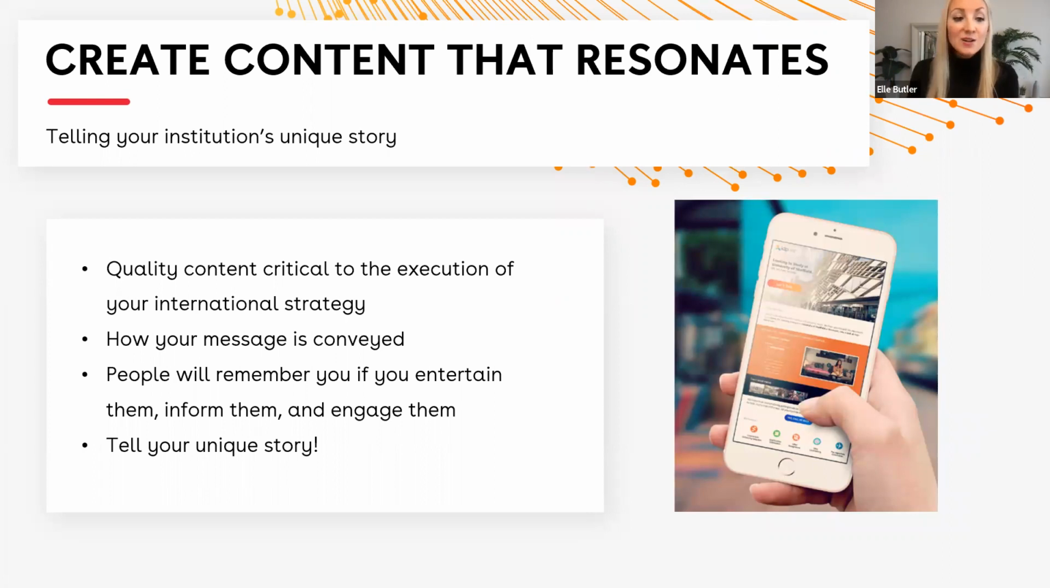And then once you have a solid understanding of your target markets, you'll want to ensure that you are creating really great content. And in order to engage people with your content, you have to inform them and entertain them. But most importantly, you have to differentiate yourself. So know what makes your institution unique and be able to communicate that to prospective students.